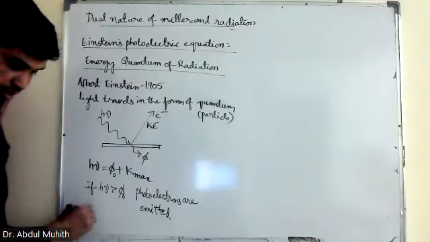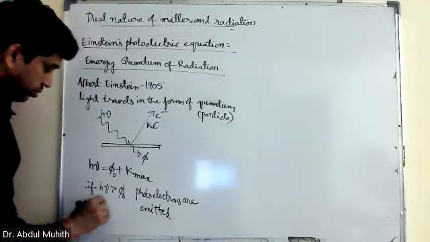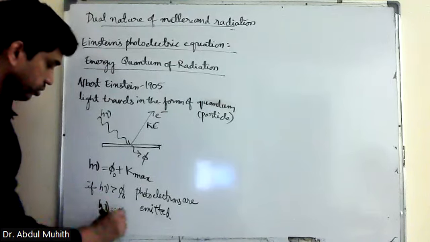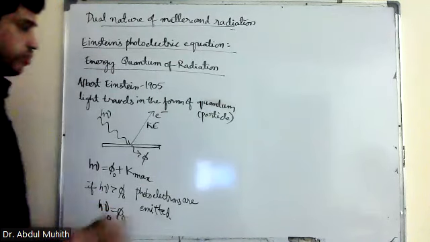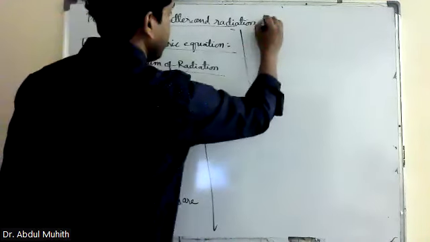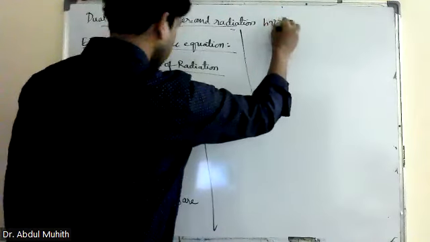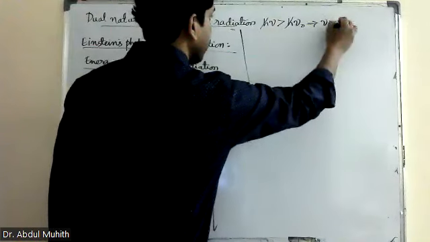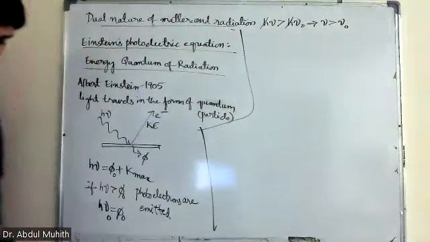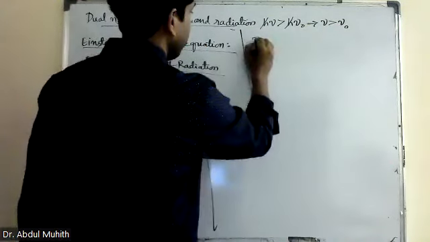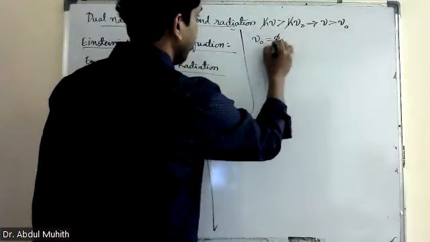We also know that h nu 0 is equal to phi 0. So we will equate both of them. h nu is greater than h nu 0, so this and this will go away. This implies nu is greater than nu 0. Is that clear? So the formula is nu 0 is equal to phi 0 divided by h.